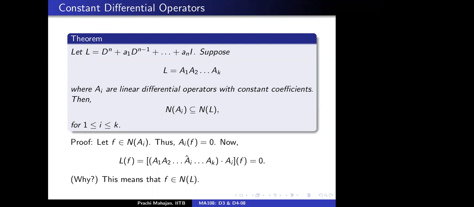Is that okay? Ma'am, how are we saying that the null space of A_i... I mean, when can this happen, when the null space of A_i is equal to the null space of L?